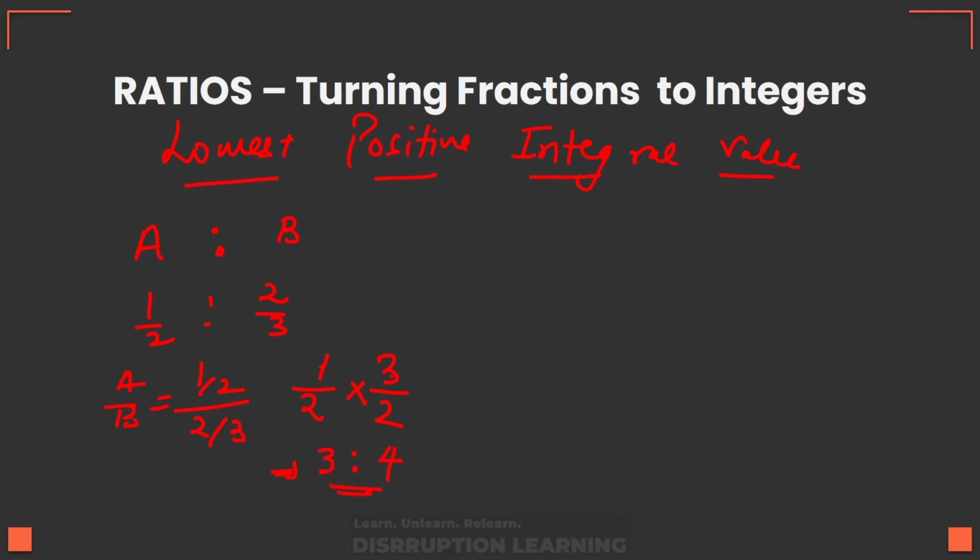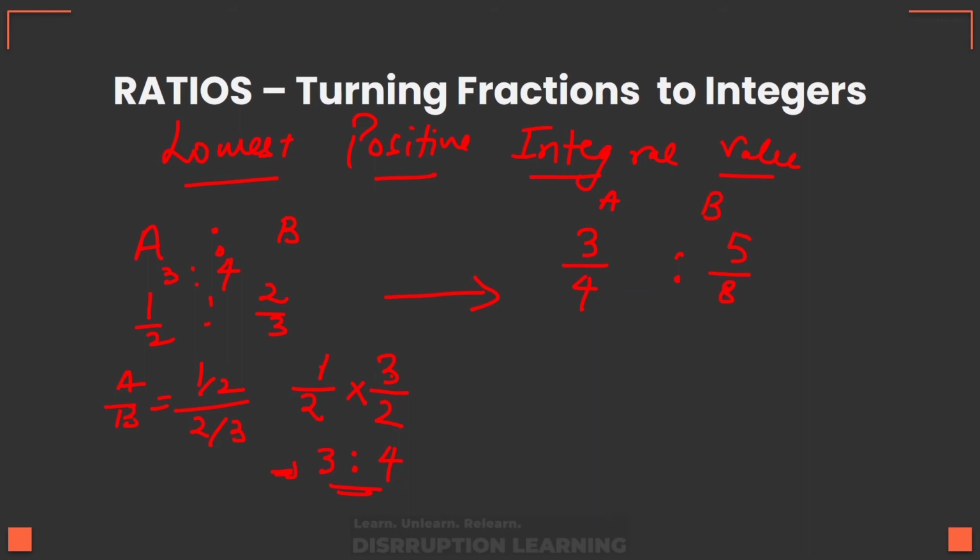So the ratio of A and B, which was earlier 1 by 2 by 2 by 3, is actually 3 by 4. Now let's take one more quick example of this. And this time two people are sharing a ratio of 3 by 4 and 5 by 8. How do we solve it?